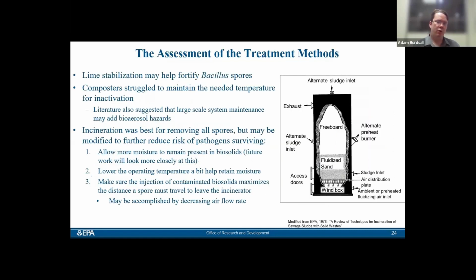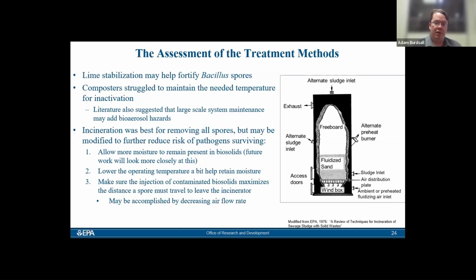So now for the overall assessment. The literature suggested that lime may help to fortify bacillus spores. As such, we did not pursue the matter, and it remains an unrecommended approach. However, much of this is still based on assumptions from how vegetative forms of the bacteria use calcium during the process of becoming a spore, so a revisitation of this topic may be in order.